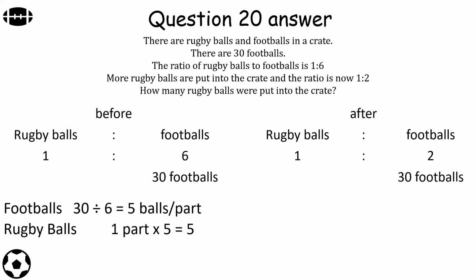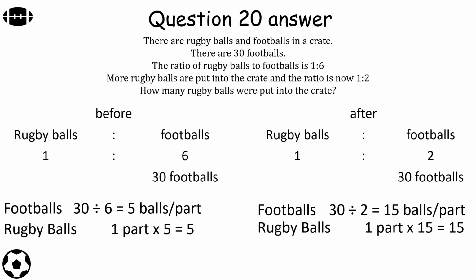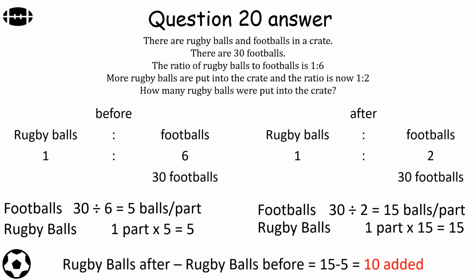So in the new ratio 1 to 2, we know that 2 parts equals 30 balls. Therefore, 1 part equals 15 balls, and rugby balls equals 15. We have 5 rugby balls before and 15 after, so 10 were added to the crate.